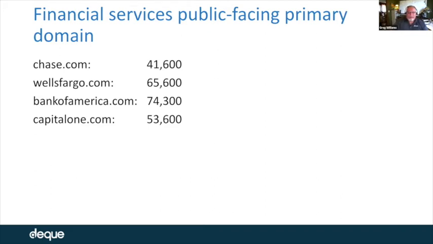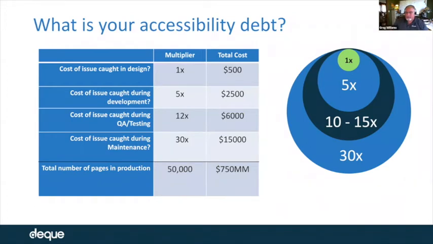Different things out there, but just doing a quick check using some Google Analytics for these four financial companies, you can see 41,000 pages, 65,000. This is the public-facing primary domain, 74,000, 53,000. So a very large number of pages out there, which then really means that what this represents to us is an incredibly large problem. A problem up to $750 million. If you look at 50,000 pages in production, and looking at the costs across these various steps in the SDLC.